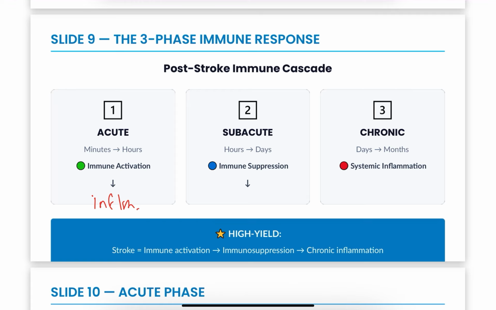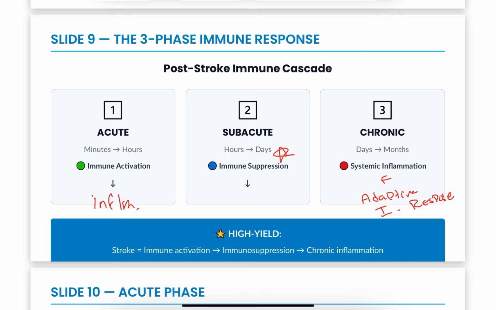Let me just write that here. And then we move to the subacute phase, which is the second phase, from hours to days. Interestingly, instead of continuing to become more inflammatory, the immune system here becomes suppressed, immunosuppression. So put this in mind, this is important. And then the last phase is the chronic phase, which can occur from days to months. And we can see what? Persistent systemic inflammation. And what can we see here? Adaptive immune responses. So let me just write that. We can also see adaptive immune responses.